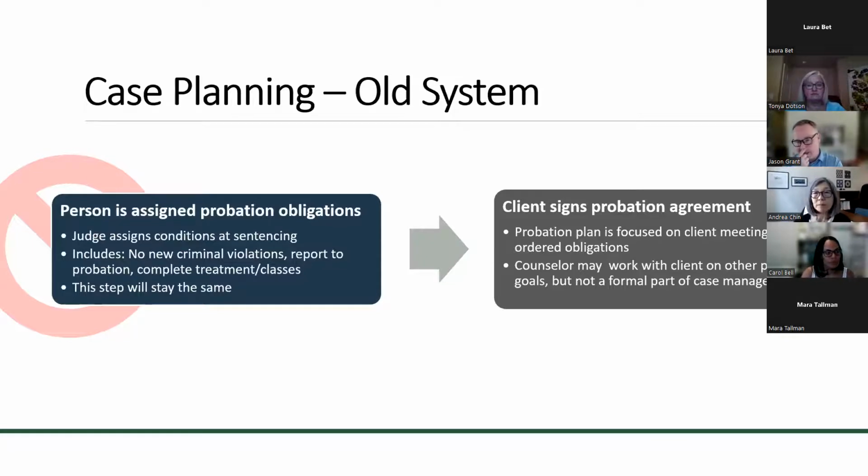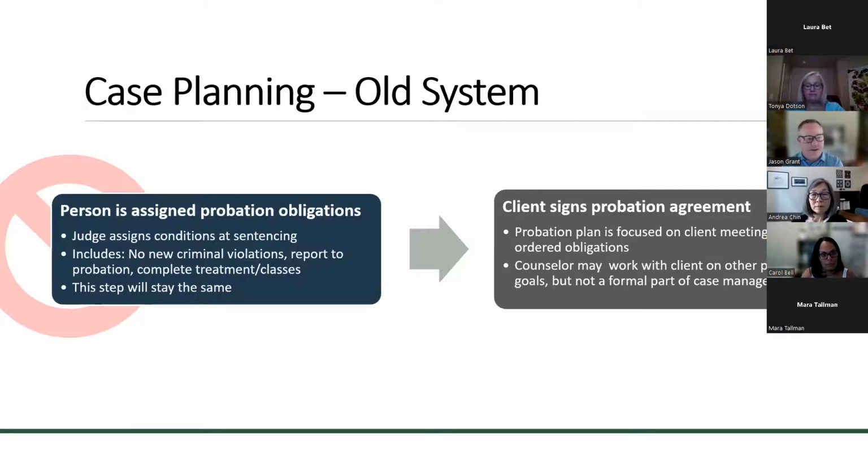As a part of that process, traditionally, for decades, we've had the client sign a probation agreement. And I don't know if anyone on the call today has seen our probation agreement. It's a pretty sterile, really basic document that outlines pretty much everything that the court imposes as a part of the judgment and sentence. So you would see everything from the probation obligation itself to a treatment requirement, all the way down to things like any jail that was suspended or fines or fees that were imposed, even though the court's divested from imposing those.